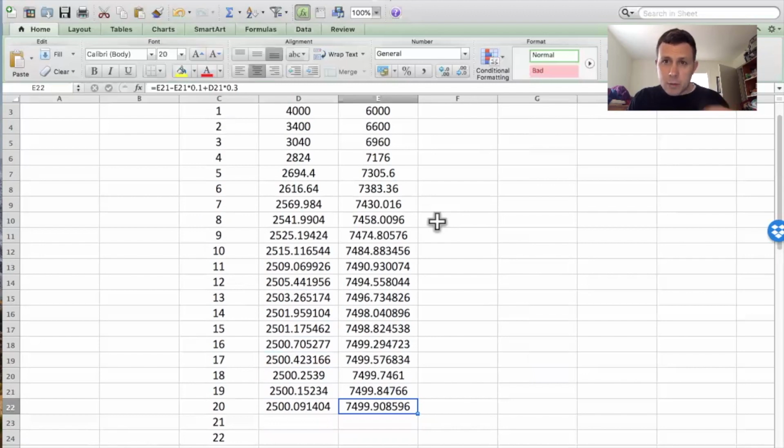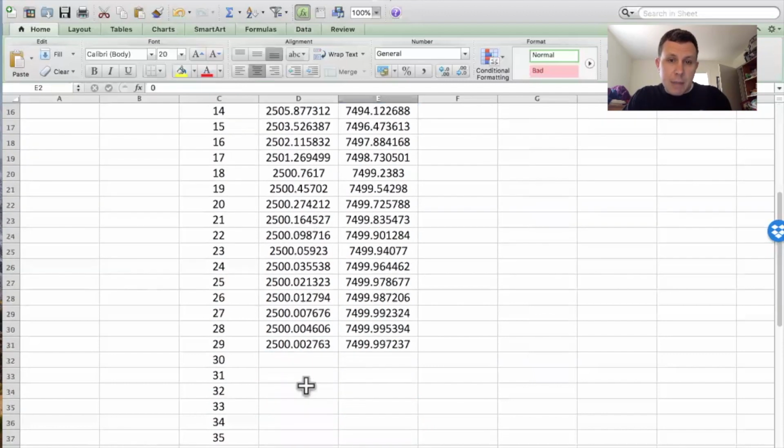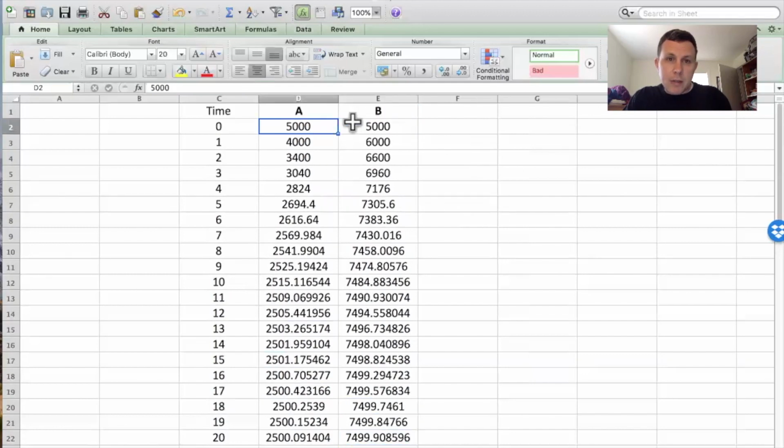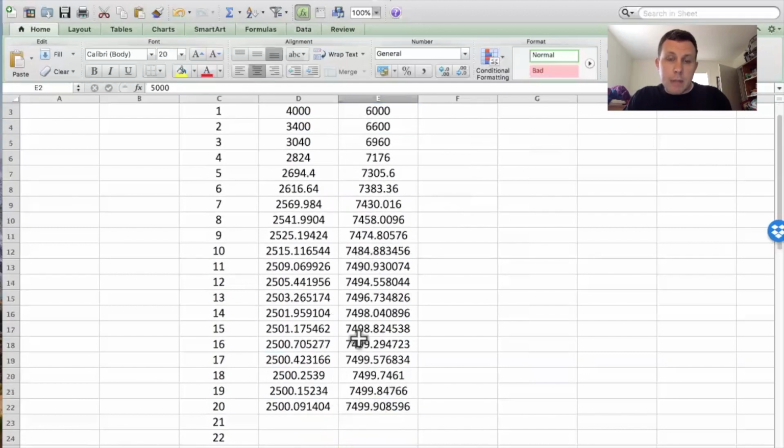Us as outsiders would look at this reaction and say, oh, it finished. But it didn't really finish, it's just that the rates are equal, and from our vantage point, it looks like nothing is changing. This is what equilibrium is. Notice it's the exact same numbers as last time. We start with 10,000 total molecules, and here we also start with 10,000 total molecules, and the amounts ended up the same.